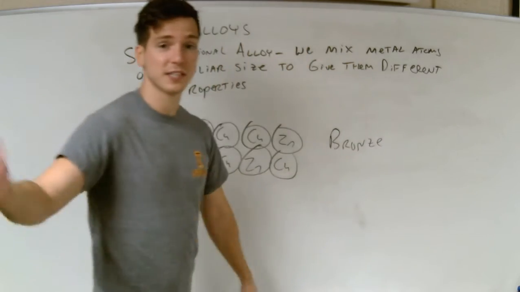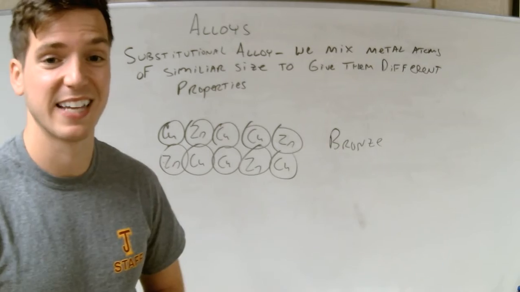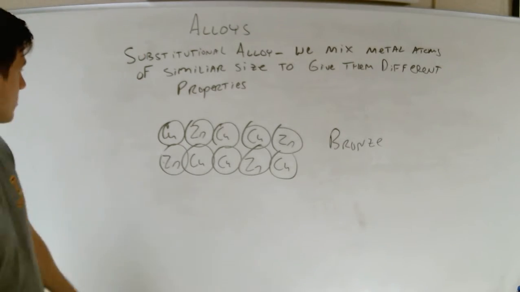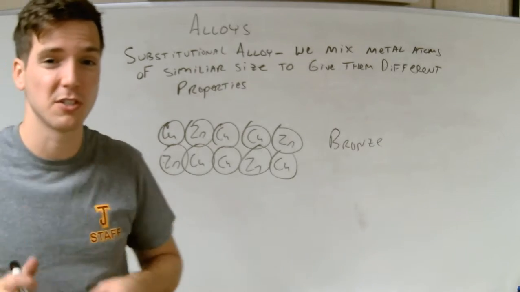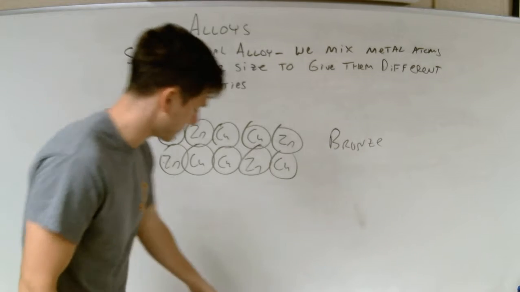So this is what they did in medieval times, right? They figured out that they could mix copper and zinc together and form these nice weapons and shields. So this is a substitutional alloy. We're substituting in atoms of similar sizes in order to give them better properties.